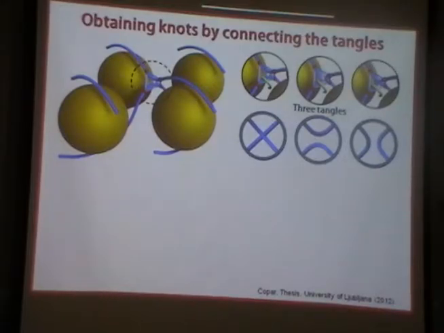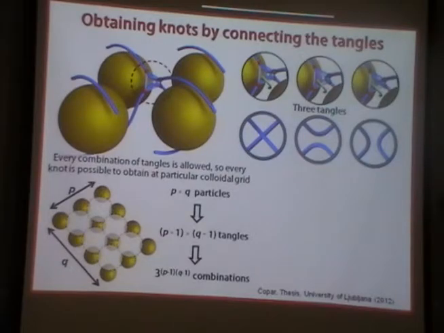Okay, so what is really nice in this system is that these dividing sites are situated actually in the middle between four particles, and as you remember this construction by Simon, you can identify them in three different angles which preserve the continuity of the director field, and if you turn them by 120 degrees, you can reconnect the lines which are in between. And practically every combination of tangles is allowed, so every knot in principle is possible if you are using a large enough grid.